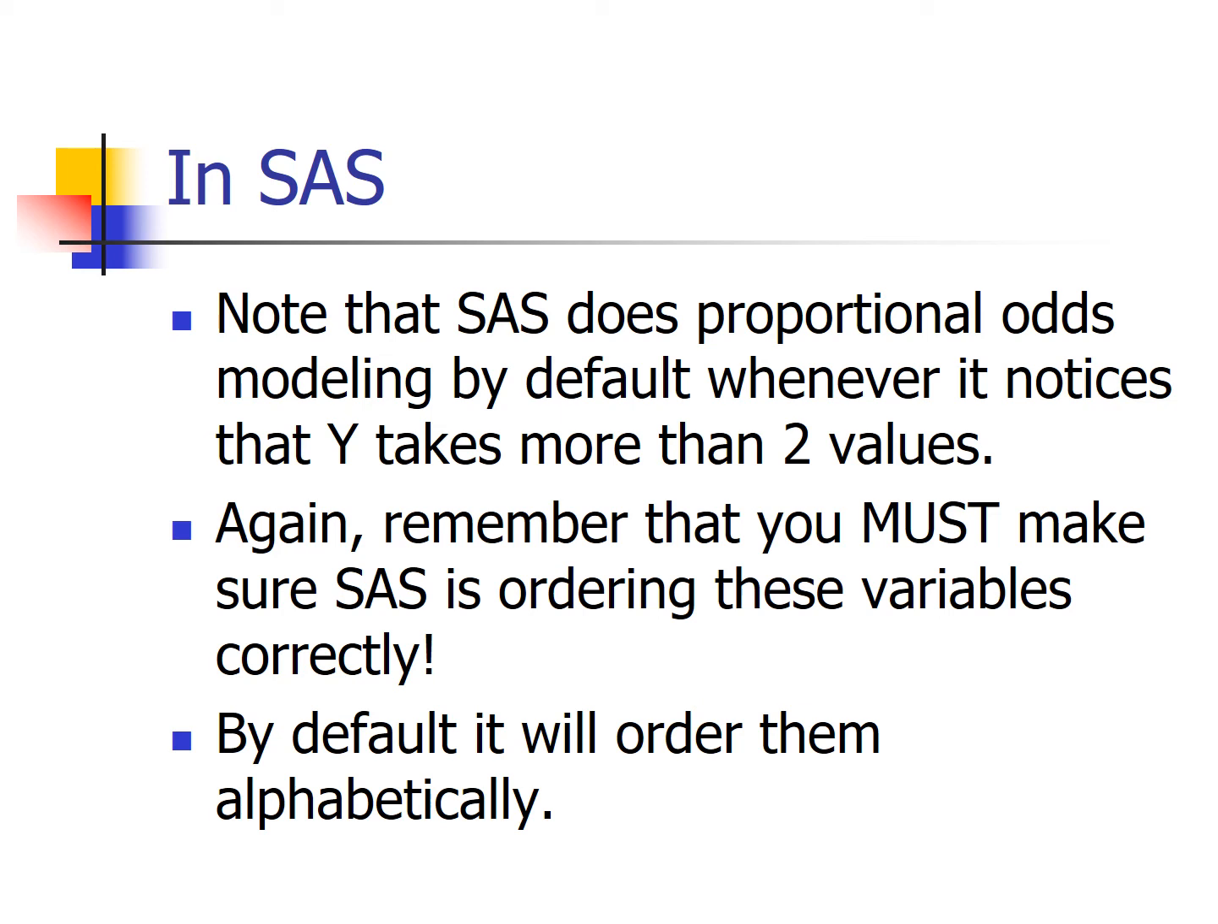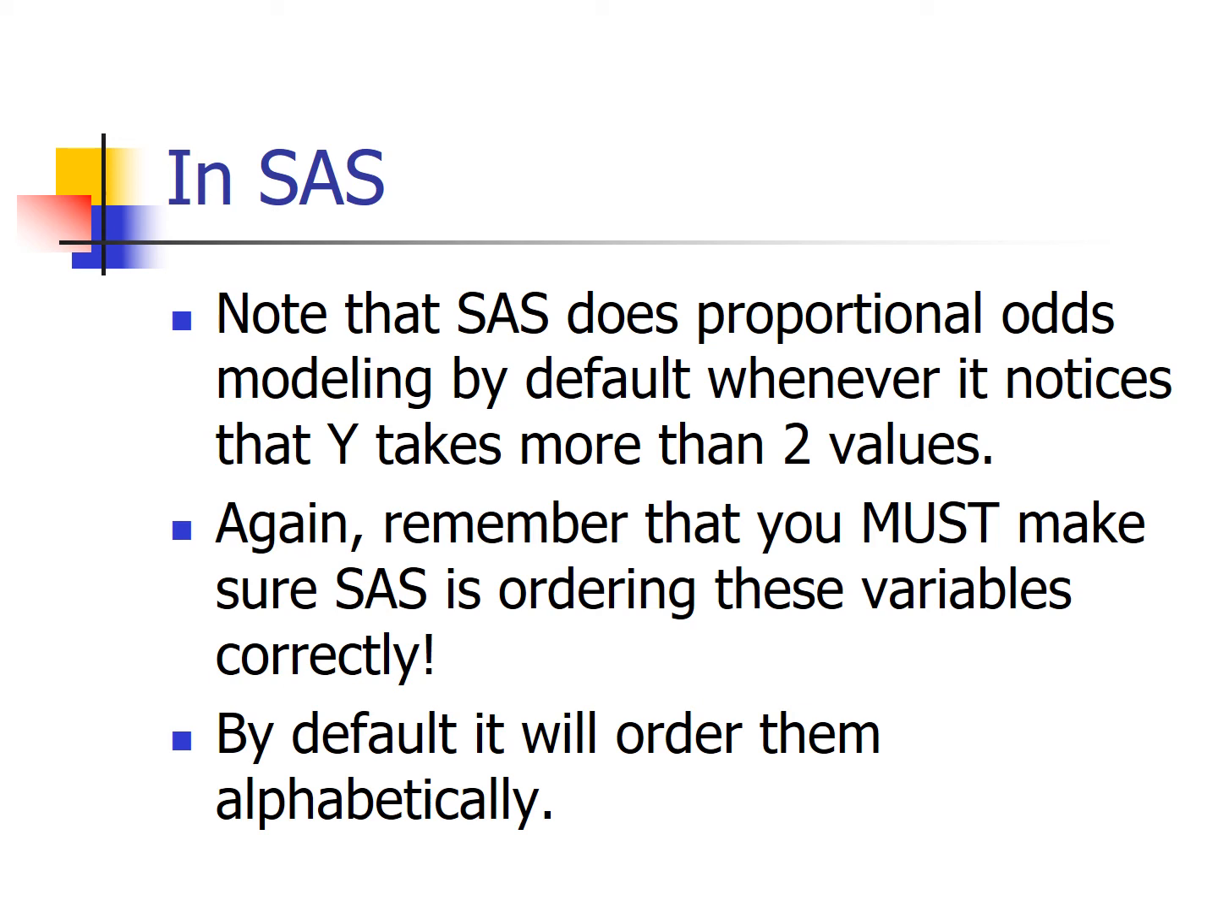Note that SAS does proportional odds modeling by default whenever it notices that y has more than 2 values. So that is definitely not appropriate if y is nominal. We need to be aware of what SAS is doing. We cannot use this code if it's a nominal variable. We can only use this code if it's ordinal. Also remember, if these do have ordered categories, we have to make sure that SAS is ordering them correctly. By default, it's going to order them alphabetically.